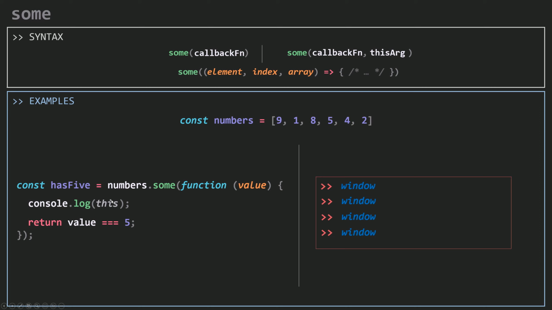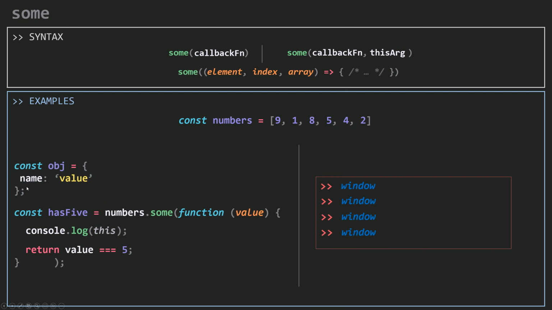Now sometimes you want to change the this object, or the object that this refers to. In that case, you need to use this second argument here, the this argument. So I'm going to create here an object that has properties and methods, I don't care, or I can just use a value. So I'm going to pass that as the second parameter beside my callback function to some. Now if I run this code, instead of getting window, I'm going to get this object here. So now whenever I use the this keyword inside my function here, the this keyword will always refer to my object, the one that I passed as the second parameter. And I think that's all you need to know about the some method.